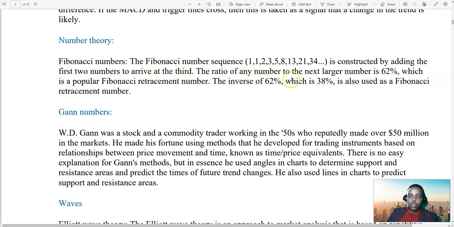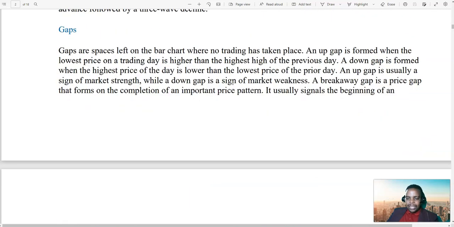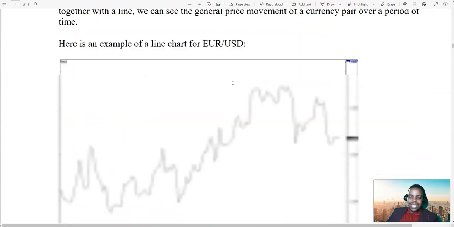The ratio of any number to the next larger number is 62%. These are very key points when you are trading, but we'll discuss them further. 62% is a popular Fibonacci retracement number. The inverse of 62%, which is 38%, is also used as a Fibonacci retracement number. May I add also 50%, which is also used for retracements. Very important numbers. I take three of them: 62%, 50%, plus 38%. One of the ways Fibonacci numbers are used is in the famous Elliott wave theory.